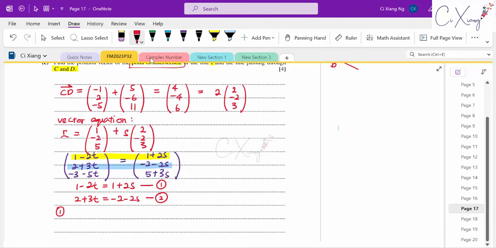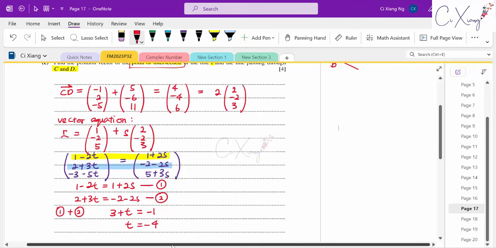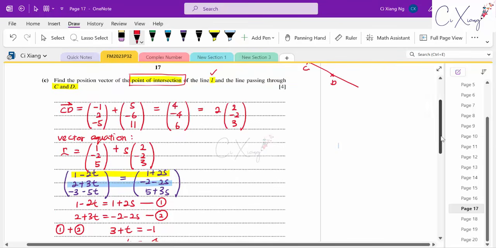To solve it simultaneously, I take 1 plus 2. So on the left-hand side, I will have 3 plus t. On the right-hand side, I'm having -1. So from here, I get the value t equals -4. For this question, they only want us to find out the point of intersection.